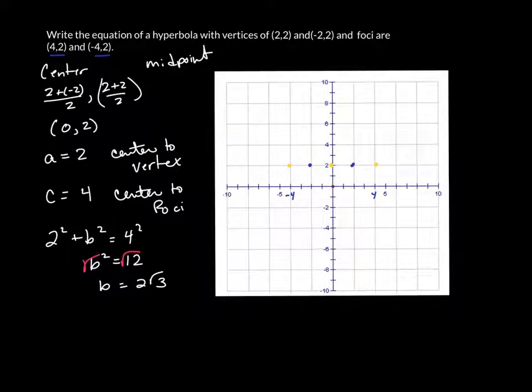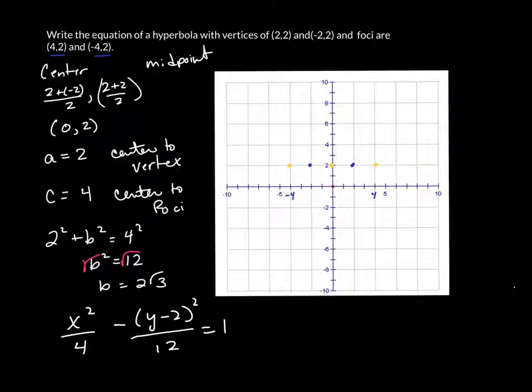Using this information, I can write my equation of the hyperbola, which is just x squared over 4 minus the quantity y minus 2 squared all over 12, all of that equal to 1. I could have written that as the quantity x minus 0 squared if I wanted to, but because that is just 0 here, I don't need to write that. I can just write it as x squared.